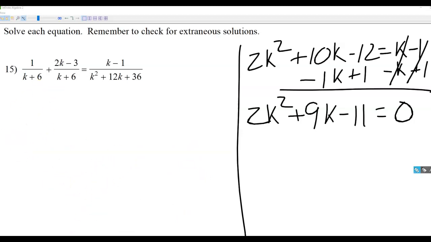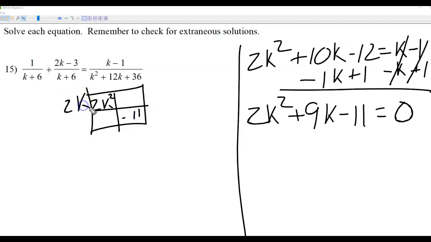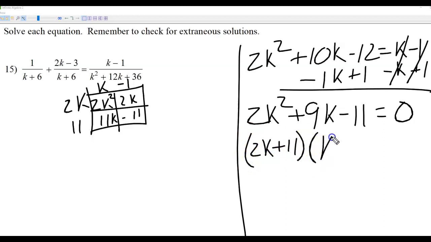So here we go. That's going to be 22 and 1. That's not going to work. Let me back up a little bit. The 11 here instead of the 1 here. That'll work. So this thing factors into 2k plus 11 and k minus 1.